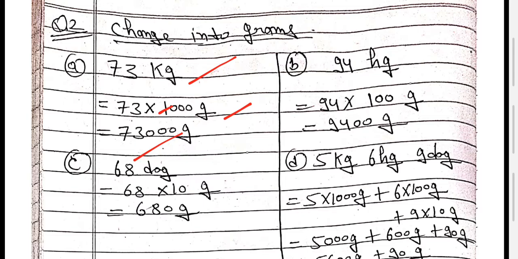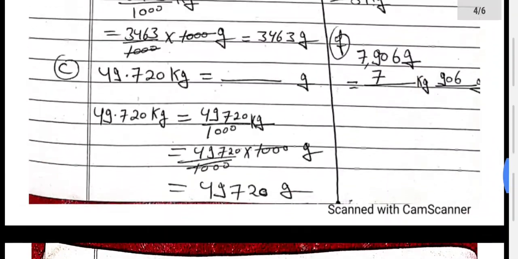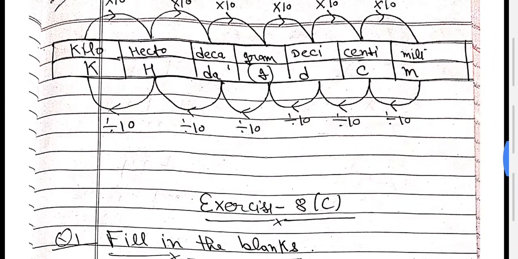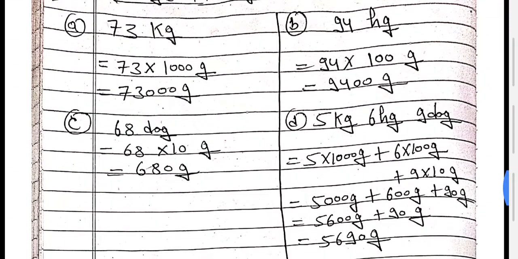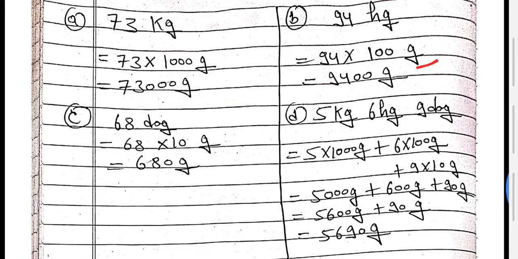Now B part, 94 hectogram. When you convert hectogram into gram, how many steps do you have to move? Just see here, hectogram, 1 step, 2 step only. So you have to multiply by what? 100. Multiply by 100, it becomes hectogram converted into gram. Now what will you get?